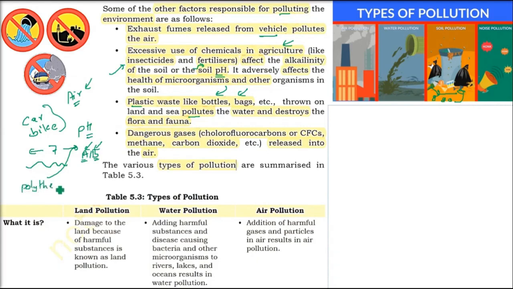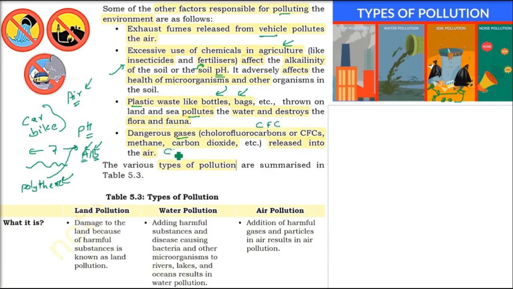For example, the cow is our mother, but the cow dies when she eats polythene because she doesn't know what she is eating. All the animals do that. So we are actually killing our friends, like animals.